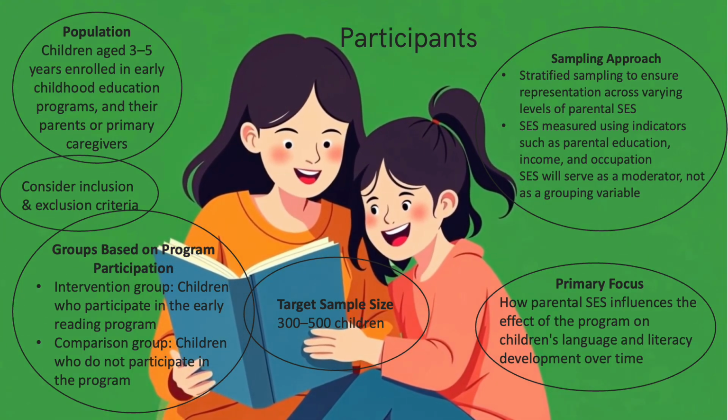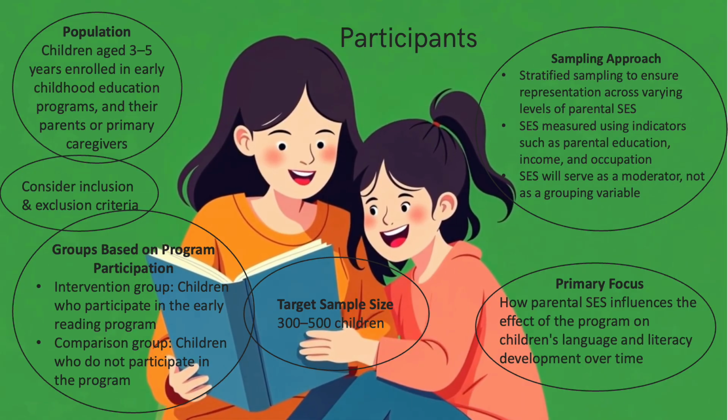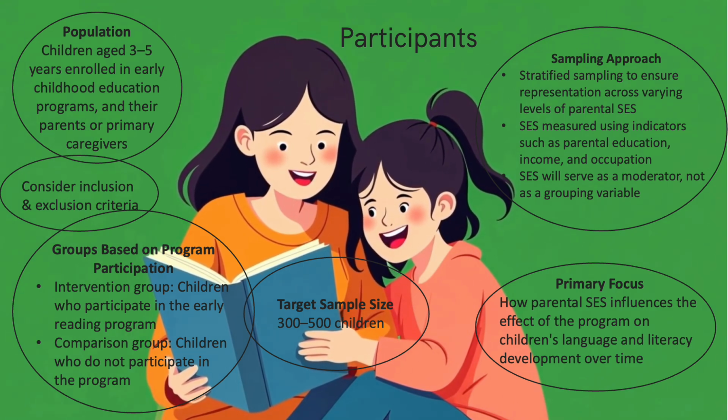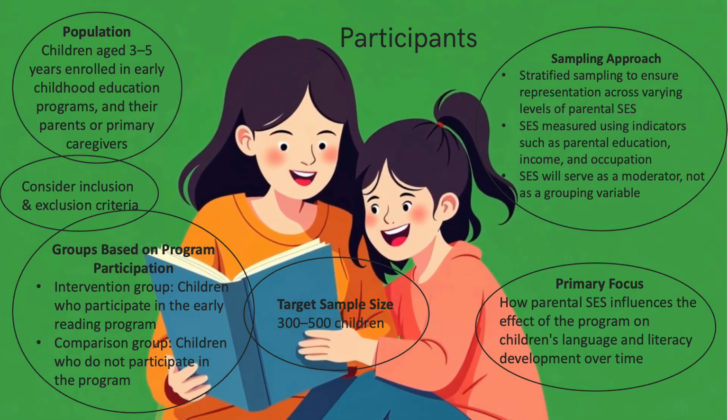Our example participants would include children between the ages of 3 and 5 who are enrolled in early childhood education programs, along with their parents or primary caregivers. We would identify 2 groups based on program participation, so an intervention group of children who take part in the early reading program and a comparison group of children who do not. However, the main focus of our study is to examine how parental SES influences the relationship between the program participation and children's language and literacy over time.